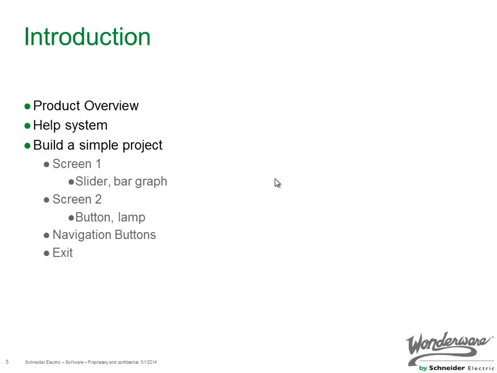So what's the agenda? We will do a quick product overview. We'll dive into the help system a little bit, not in too much detail, just to show you where things are at. We'll build a simple project with a couple of screens. One screen will have a slider and a bar graph. Second screen will have a button and a lamp. Then we'll create some navigation to go between those screens, and we'll create an exit button on there. So let's go ahead and get started.